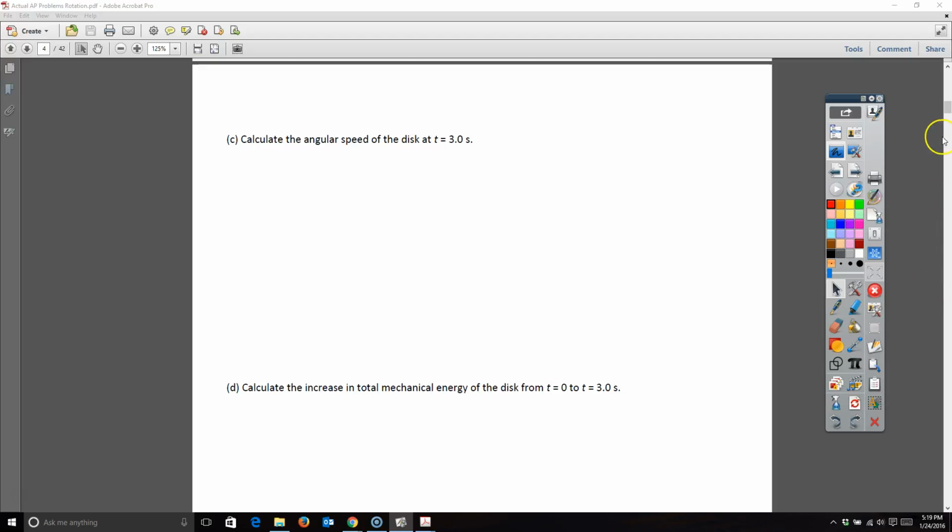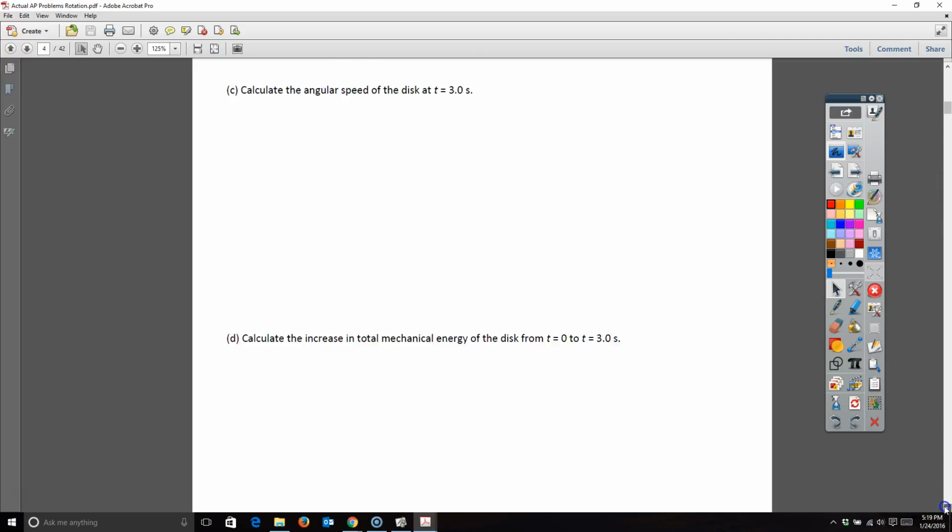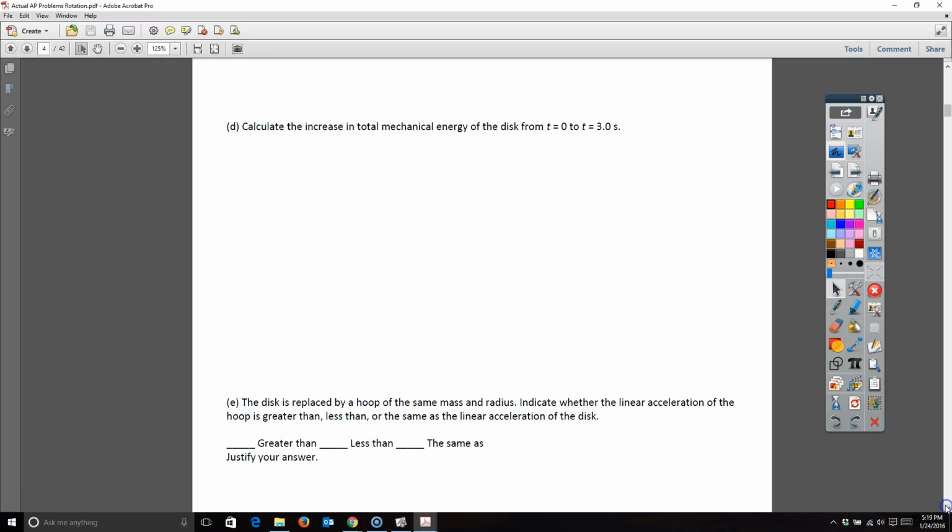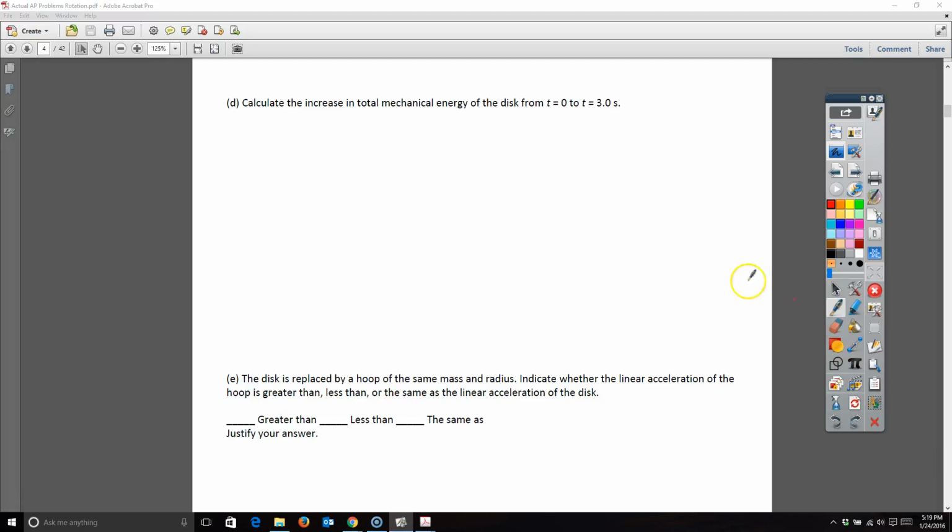Next part of the problem is to do a little bit of energy. So it says calculate the total increase in mechanical energy of the disk from 0 to 3 seconds. So first thing we need to do is say the change in energy is equal to the change of the potential energy due to gravity plus the kinetic energy. That's worth 1 point for just showing that.